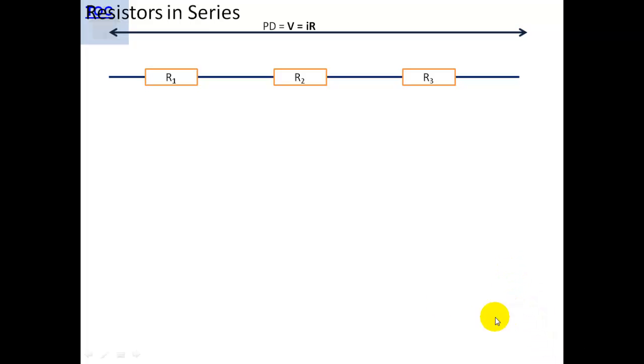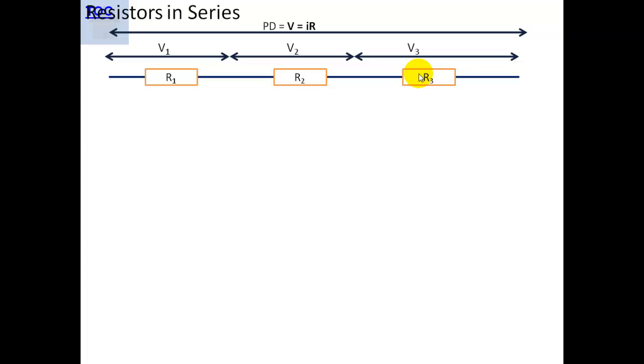The idea is that when you have many resistors in series, each one has a potential difference across it, and these potential difference drops add up. There's V1 across this one, V2 across this, V3 across this. All together they add up to a large value for V. The current going through each is going to be the same. It's the same loop of the circuit, so the current will be the same.